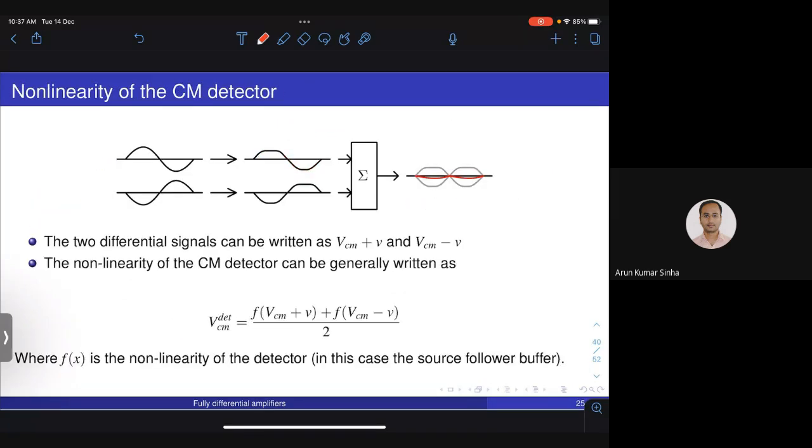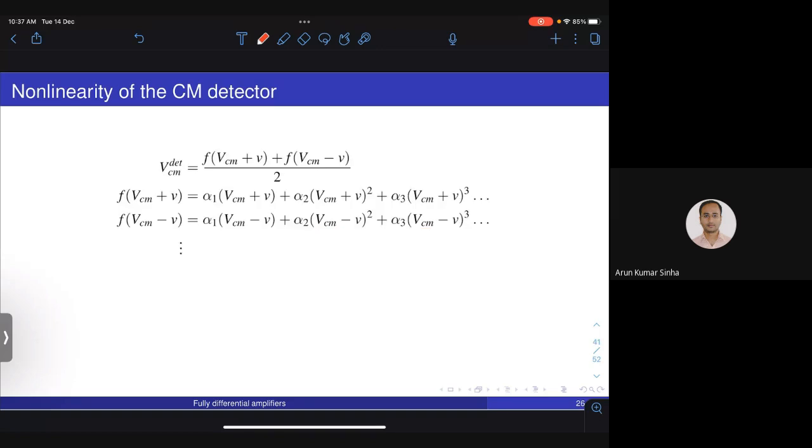Okay, let us try to mathematically look at what is the source of this. The two differential signals can be written as VCM plus V and VCM minus V, and the output of the nonlinear common mode detector can be, in general, written as some f of VCM plus V plus f of VCM minus V. This block still takes the average of the two signals, and here f of x is the non-linearity of the common mode detector. In this case, we are talking of the non-linearity of the source follower buffer.